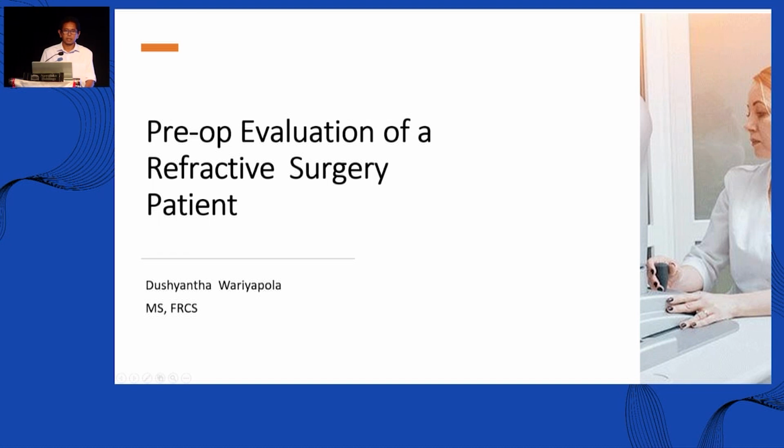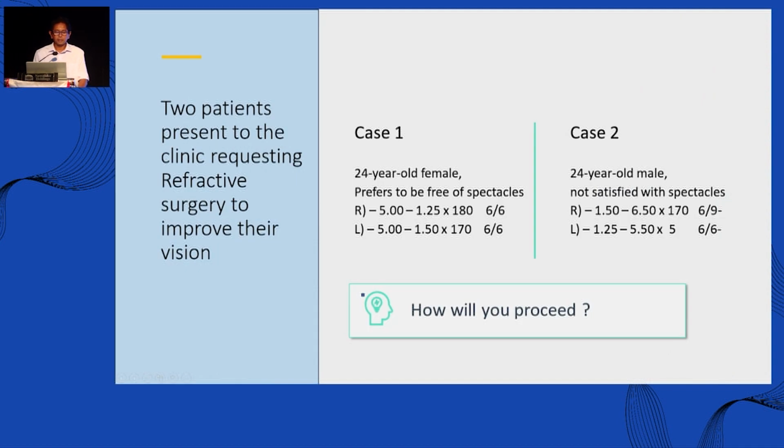So today's talk is how to evaluate a patient who comes and asks for refractive surgery. Here are two cases of mine who just came to the clinic asking for refractive surgery to see without glasses. One guy has roughly -5.125, the other one has a -1.50 with a high cylinder. Well, how will you proceed?